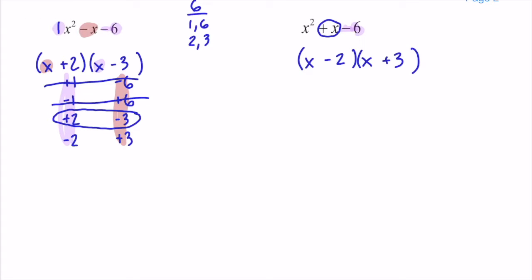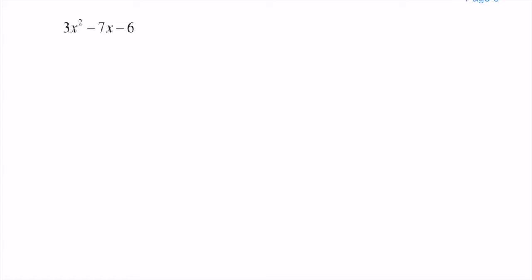So let's take a look at some more examples and see what we can come up with. So in this first one, my a value, remember all of these are of the form ax squared plus or minus bx plus or minus c. So in this one, my leading coefficient is a 3. The only factor pair of 3 is 1 and 3. So I'm going to have a 3x and a 1x. I'm not going to write the 1 because I don't need to.